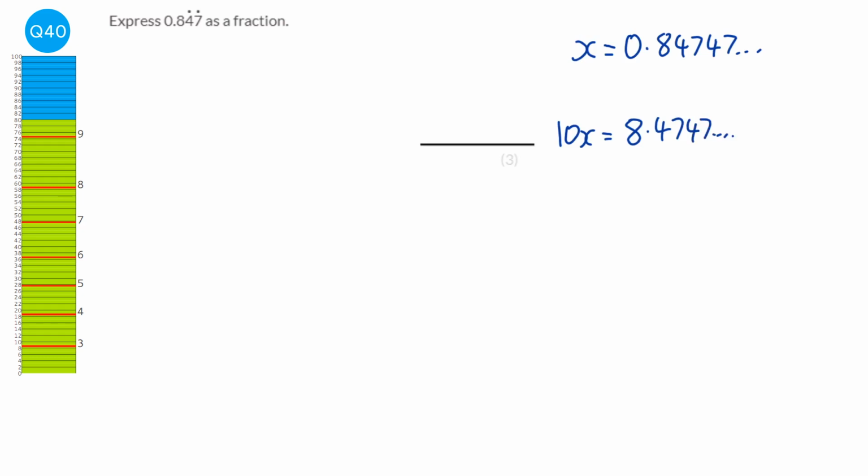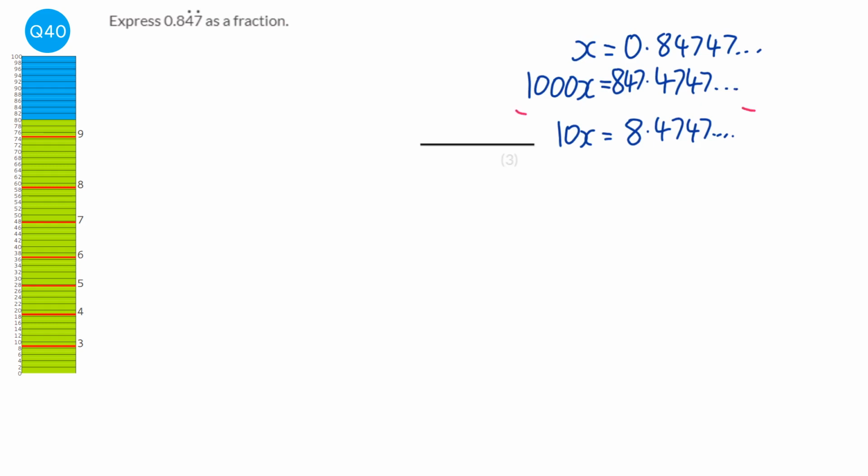And what I want to do now is bring forward one of the occurrences of the recurring pattern, so the 4 and the 7, just one of them. So we're going to times it by 1,000. We'll find out 1,000x, and so it would be 847.4747, etc., etc.